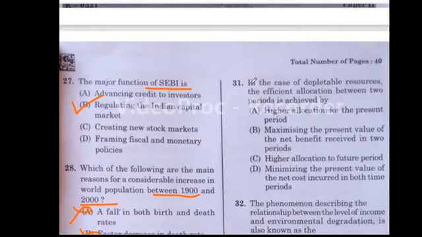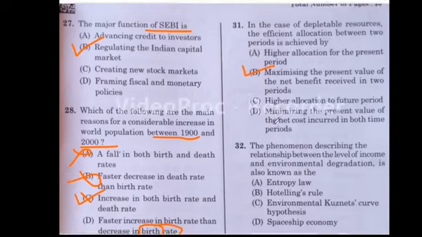Question number 31. In case of depletable resources, the efficient allocation between two periods is achieved by option A, higher allocation for the present period. Option B, maximizing the present value of the net benefit received in two periods. Option C, higher allocation to the future period. Option D, minimizing the present value of the net cost incurred in both time periods. I think here option B is the right answer.